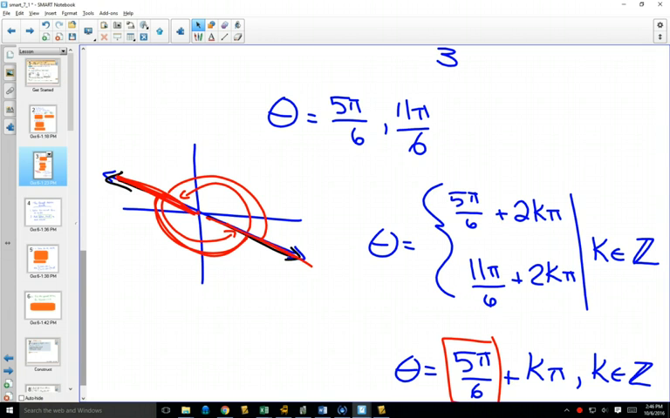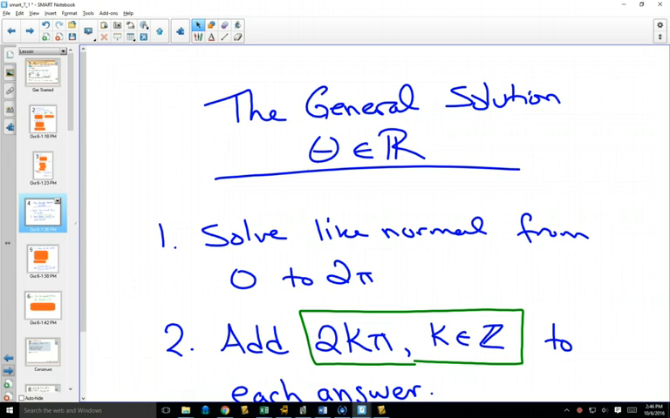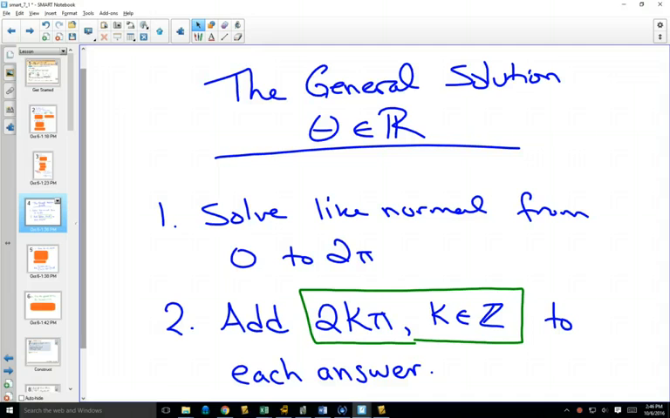So if you turn to page 574, at the top of page 574, we're going to write these instructions. These are the steps for solving the general solution. Step 1, you're going to solve it like normal, as if it was just from 0 to 2 pi. That's what we did in that question before to find 5 pi over 6 and 11 pi over 6. You solved it just like normal from 0 to 2 pi. Then once you've solved it, to each of your answers that you have from 0 to 2 pi, you're going to add 2k pi, where k is an integer, because then you'll list every single coterminal angle with those angles. And these will be our steps.